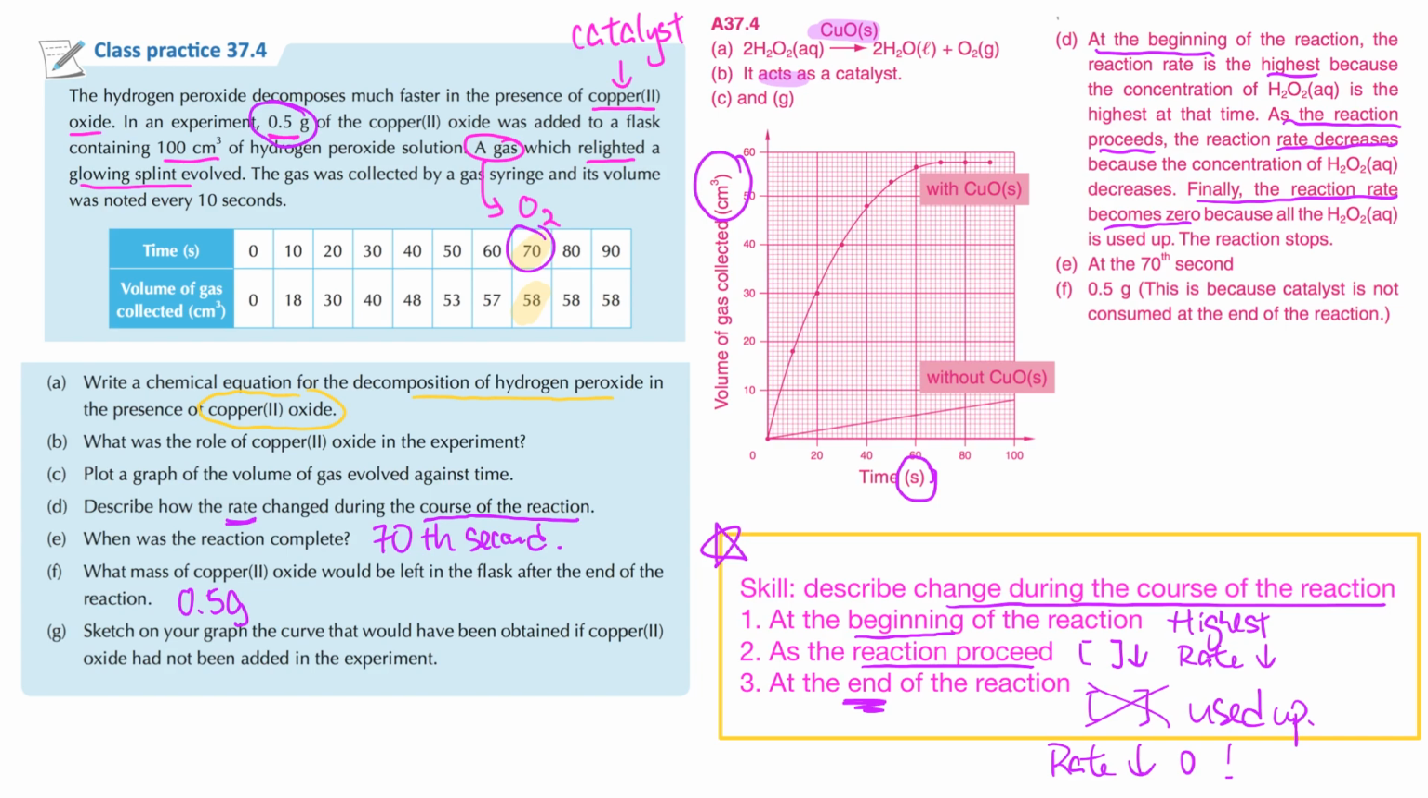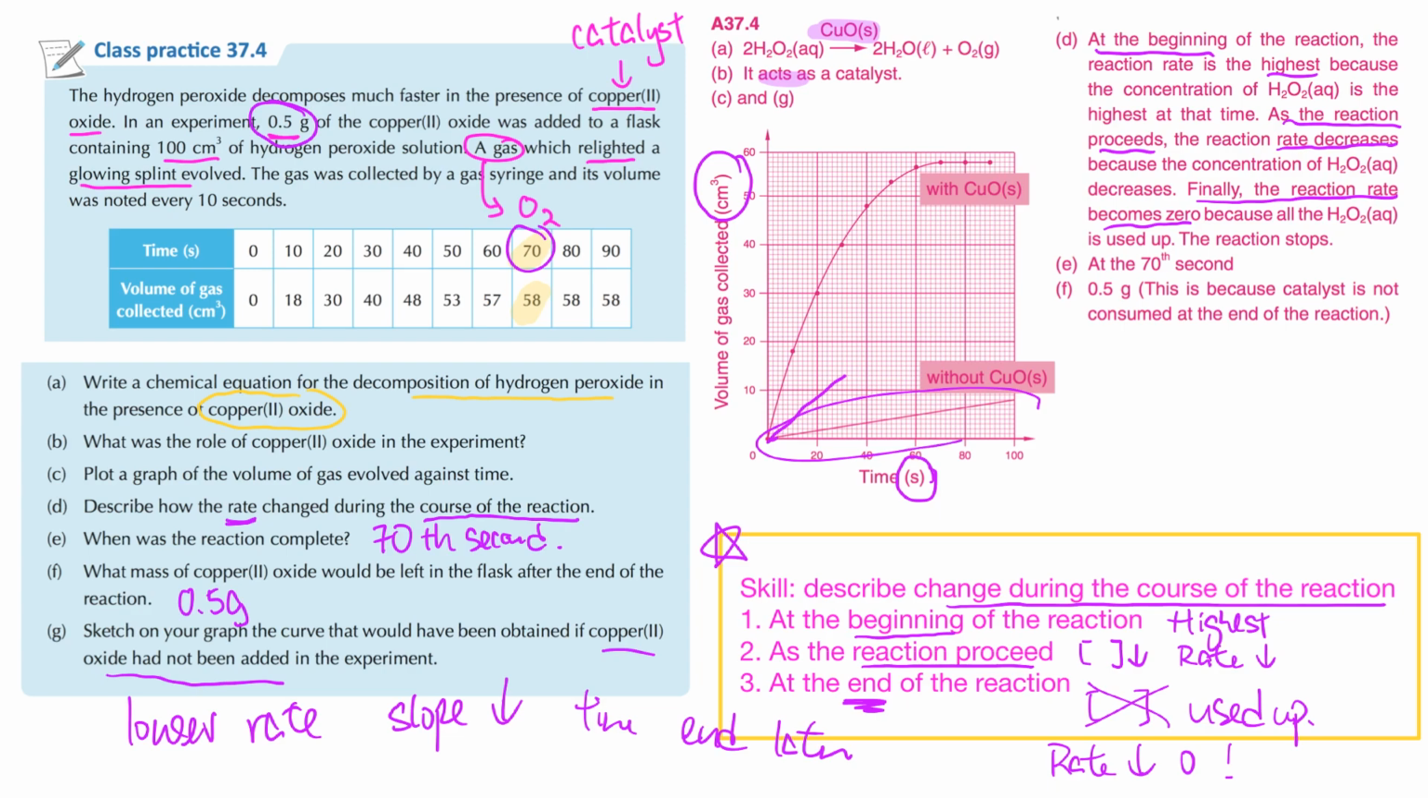So last one, sketch on your graph the curve that will be obtained if copper dioxide has not been added. Without catalyst, the reaction rate should be slower, lower rate, the slope will be a less steep slope, and also the reaction will end later. So basically, you have a less steep slope.